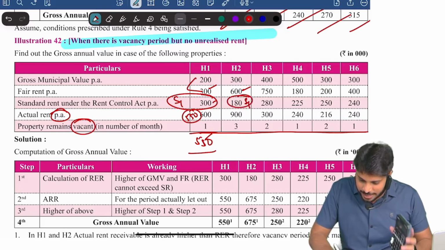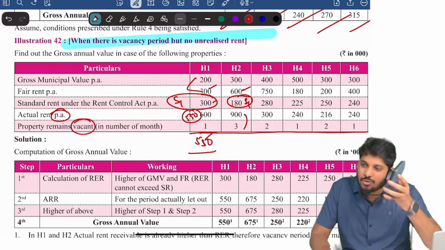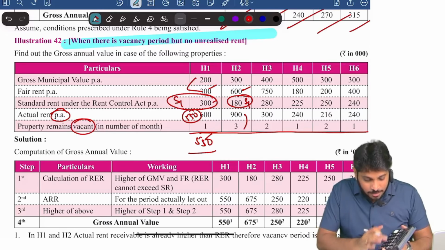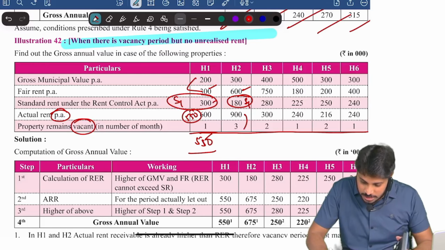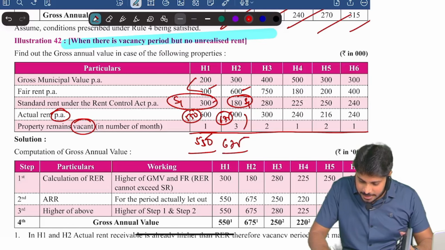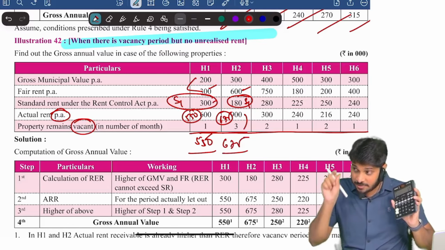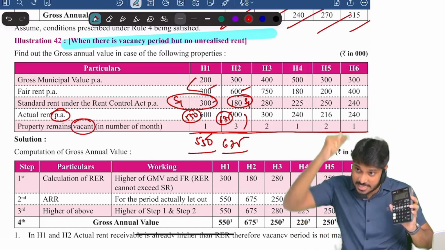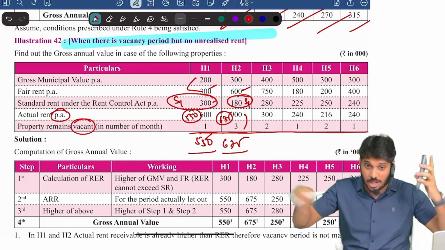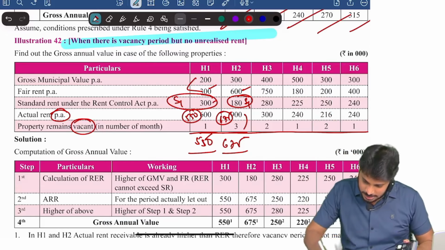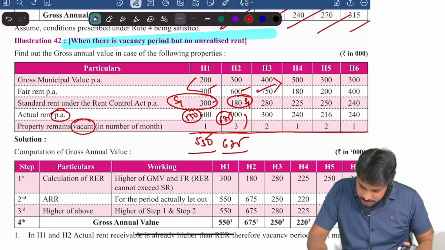So 600 restricted to standard rent. So step 1 is 180. Here I don't have to check it also. 900 into 9 by 12. Only actual rent received is how much? 675. Actual received is 675. Therefore the answer is 675. See, I will worry only if step 2 actual rent received is less than step number 1, then I should think about vacancy, all that logic. Yes or no? Next, 400 or 750, whichever is higher, 750, but restricted to 280. Oh, step 1 is 280.